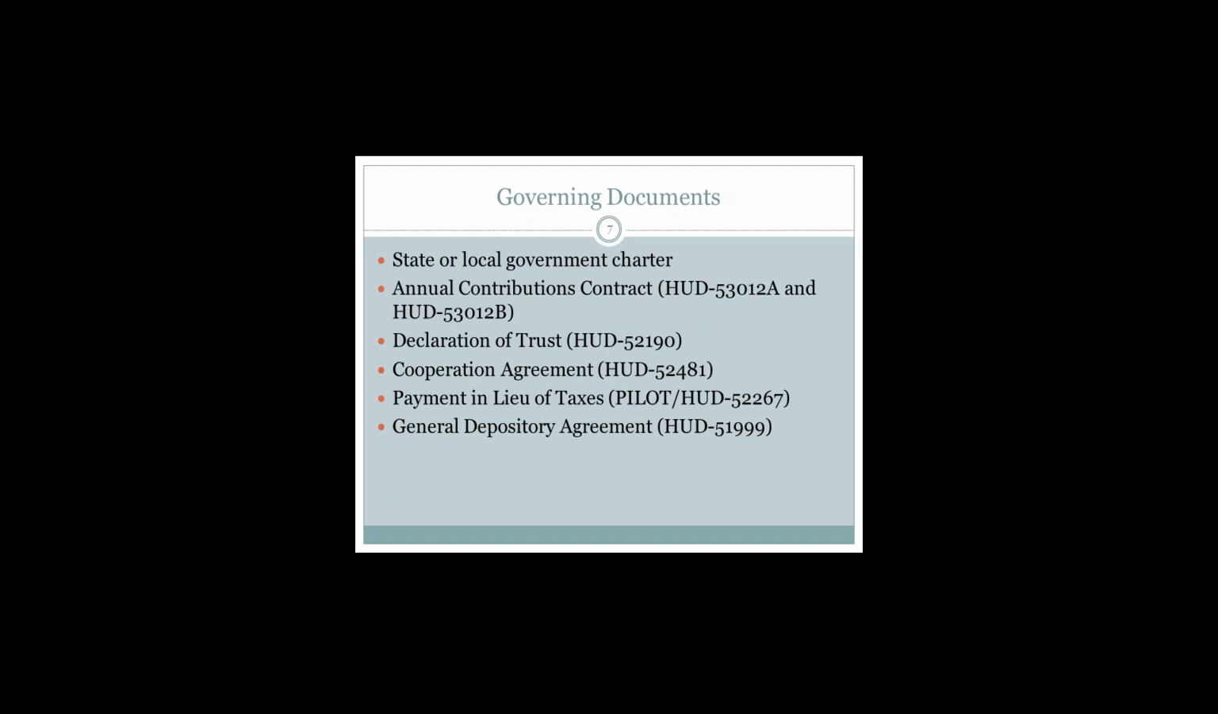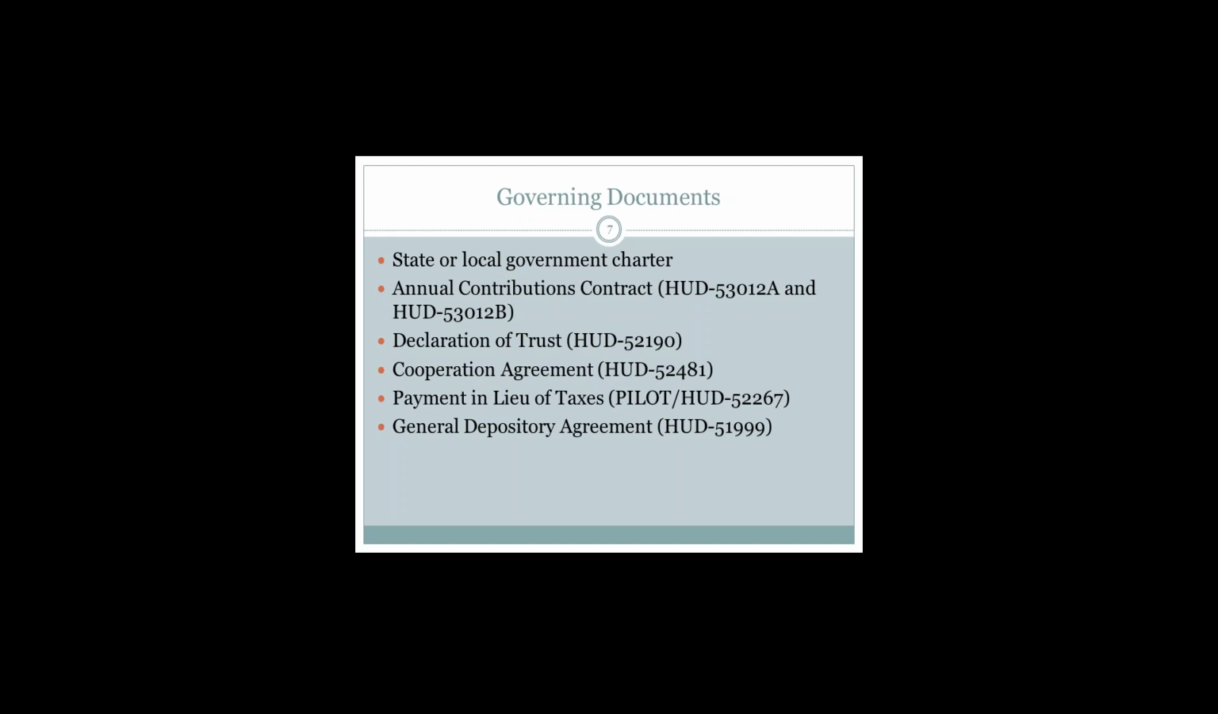The Declaration of Trust is the use agreement, or the instrument that's actually recorded on the physical housing property, the real estate. The cooperation agreement is usually entered into with the state and other localities. I can give you a local example here.